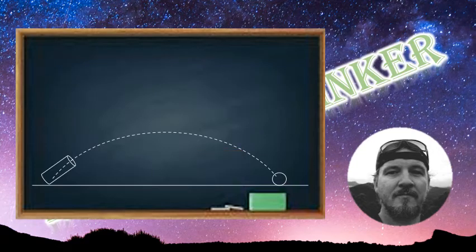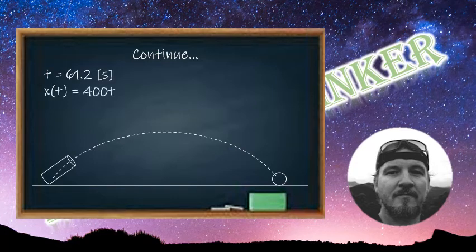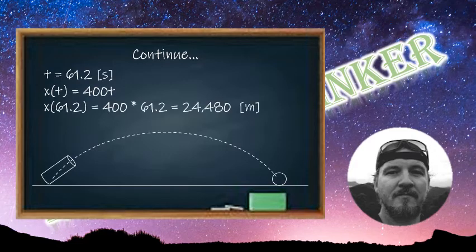Now we need to put that value in the first equation to get the distance. And this is what we get: 400 times 61.2 equals 24,480 meters.